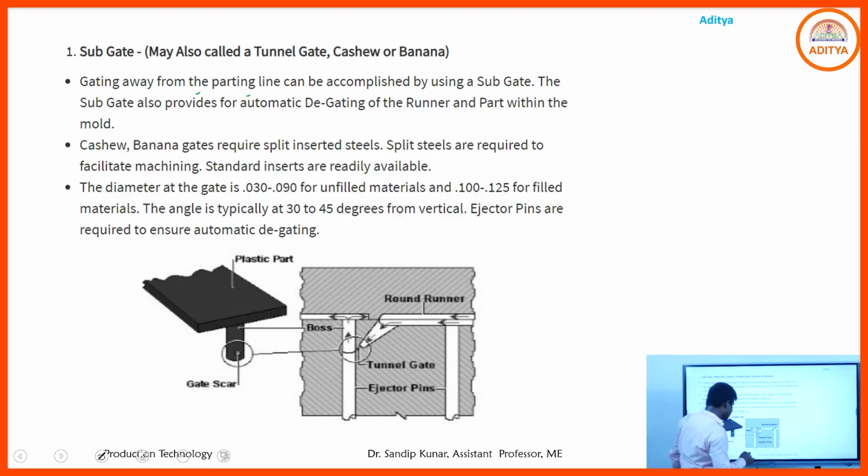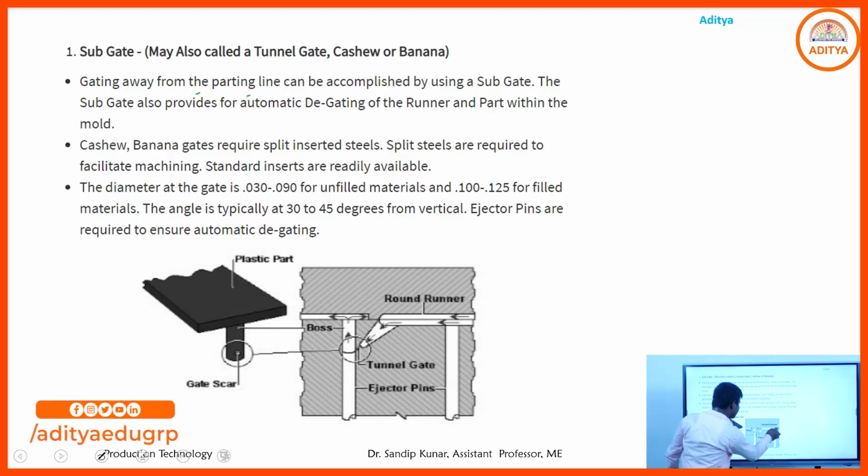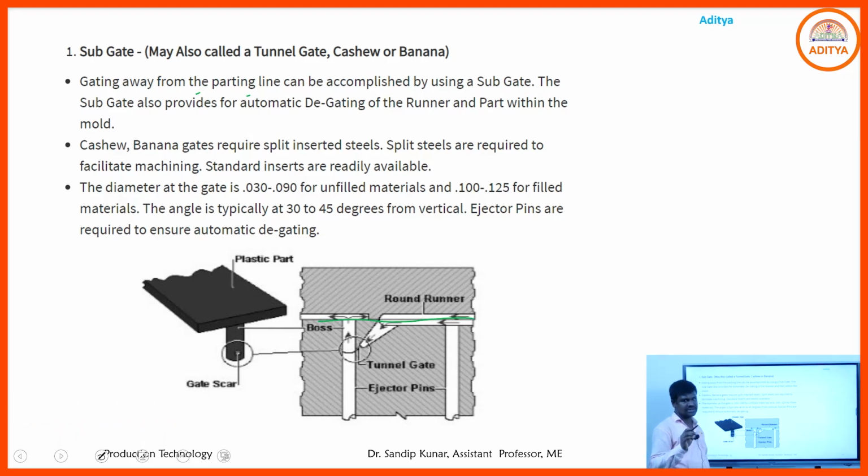If we consider the parting line, across or along the parting line we provide the gate. Sometimes beyond that we provide some extra gate, which is called a shaft gate, and through it liquid metal also comes to that particular mold cavity. The shaft gate also provides for automatic degating of the runner and part within the mold. Some extra part for that mold cavity is also produced using that particular shaft gate.